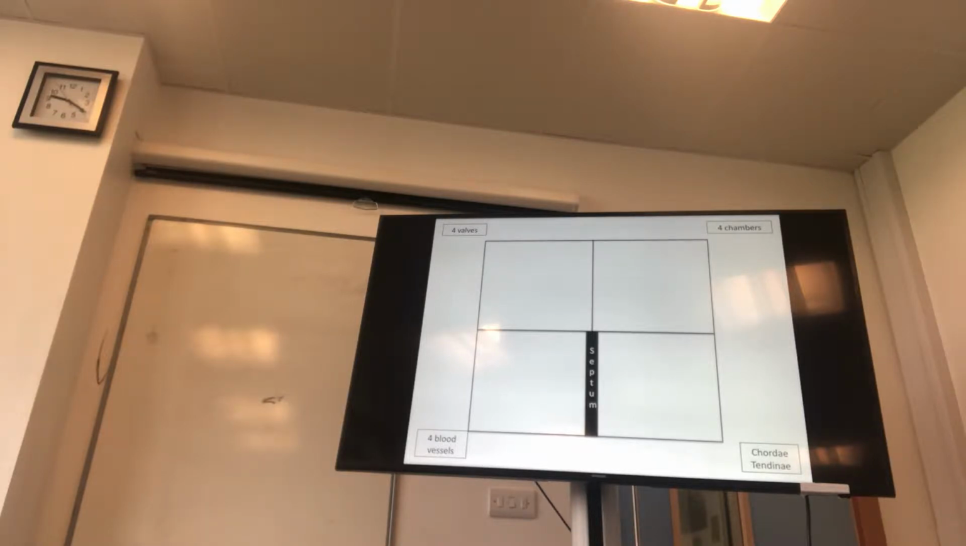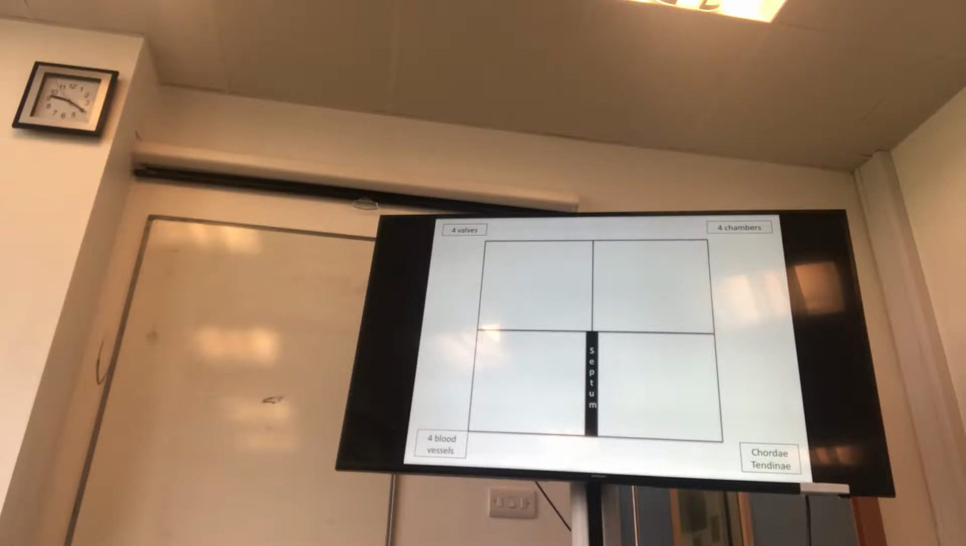So although we look at it on the left side, we have to imagine that the heart's inside us. So then actually it's the right side, so it's backwards. So this side is the right side and this side is the left side. So the top square here would be the right atrium, and this one would be the right ventricle, and the left atrium and the left ventricle.